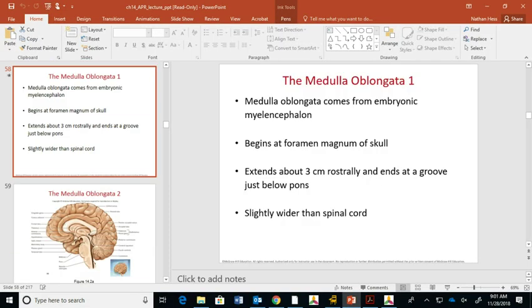And this is starting at the foramen magnum in the skull. So again, we're starting at the bottom, the most caudal, working our way more toward the top, the most rostral. It begins at the foramen magnum and extends rostrally about 3 centimeters and ends at the pons. The pons is the next piece of the brain stem. These are all pieces of the brain stem that we're talking about today. And it's slightly wider than the spinal cord.